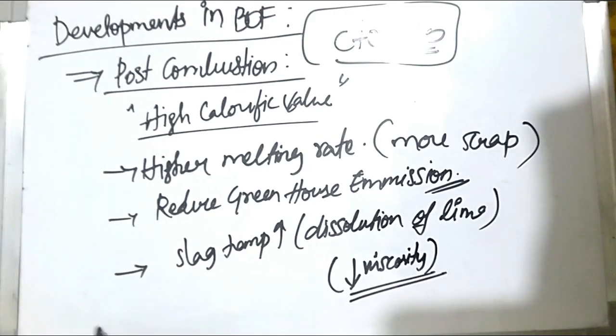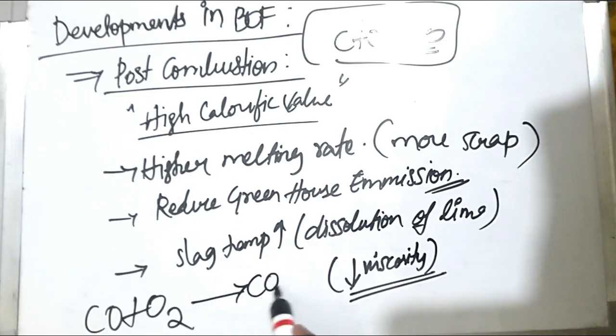What is post combustion? The CO is again allowed to react with oxygen to form CO2. This is the reaction that we are looking at, and we are required to do this. So how will this be done? One way is to add small orifices around this lance.